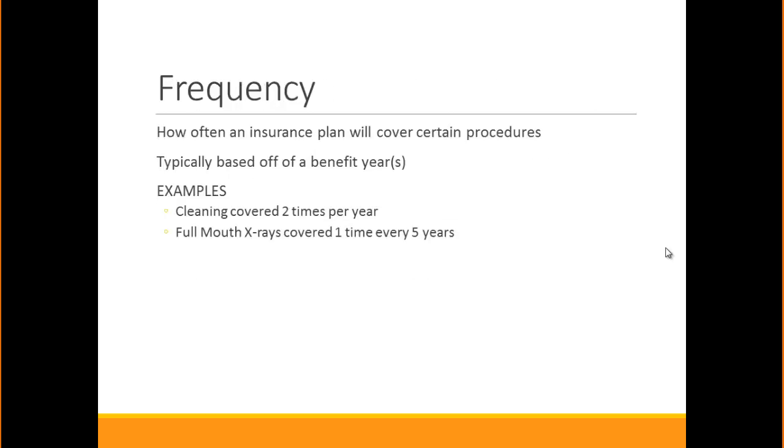Frequency. The frequency tells you how often a patient can have certain procedures covered. The frequency is usually based on benefit years. You can see in the example that cleanings are covered twice per year and a full mouth x-ray is covered only one time every 5 years.